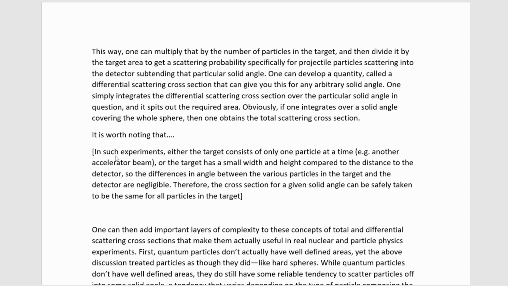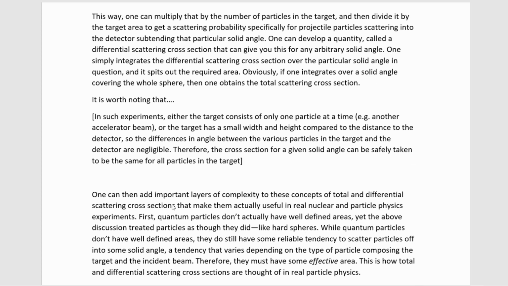It is worth noting that in such experiments, either the target consists of only one particle at a time, e.g. another accelerator beam, or the target has a small width and height compared to the distance to the detector, so the differences in angle between the various particles in the target and the detector are negligible. Therefore, the cross-section for a given solid angle can be safely taken to be the same for all particles in the target.